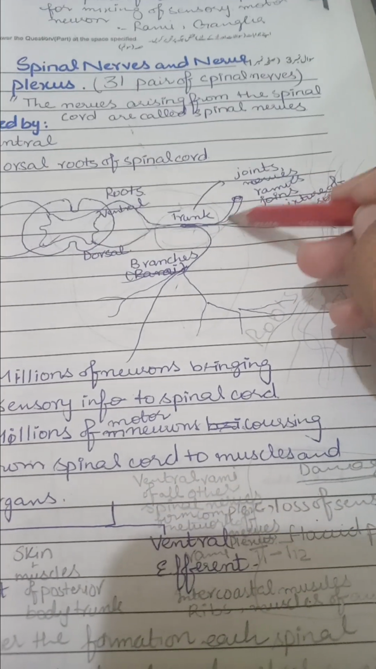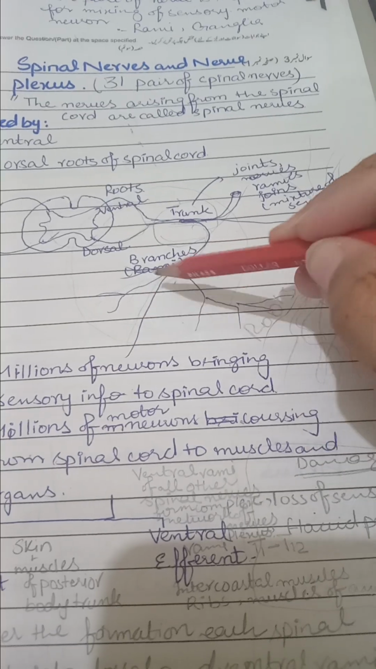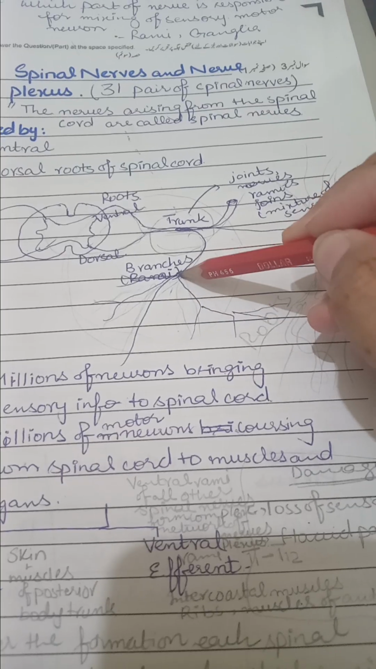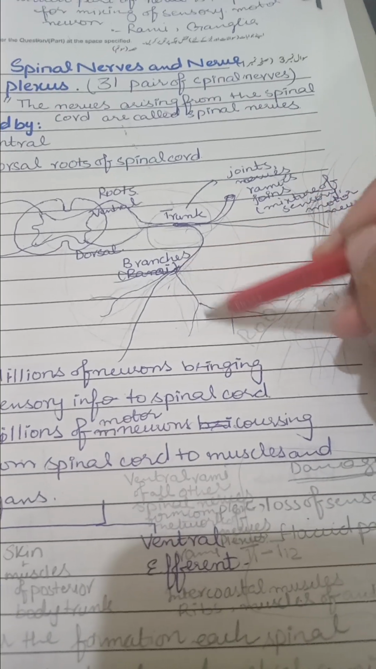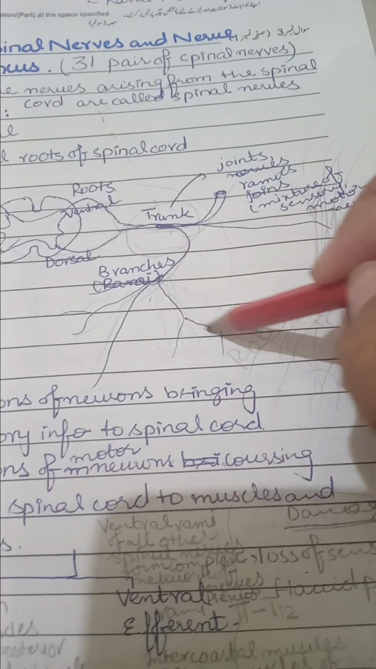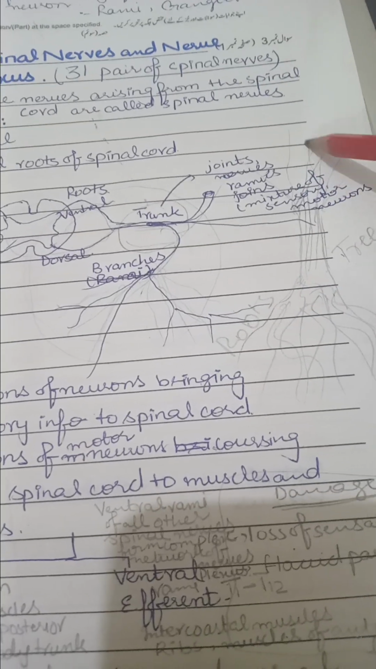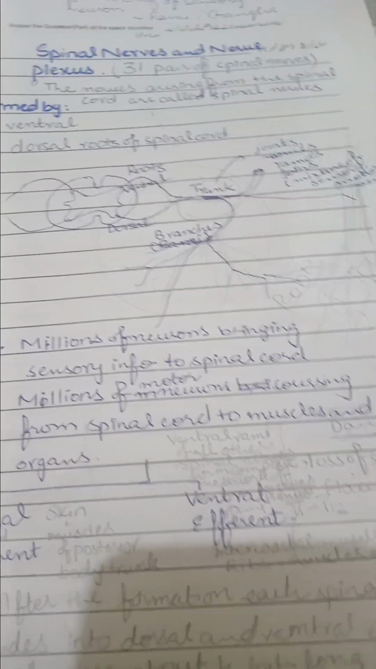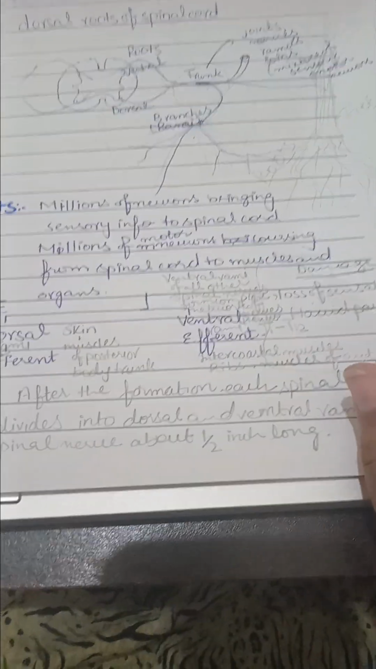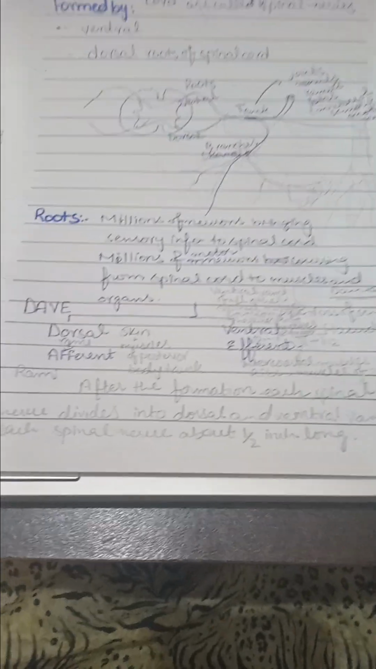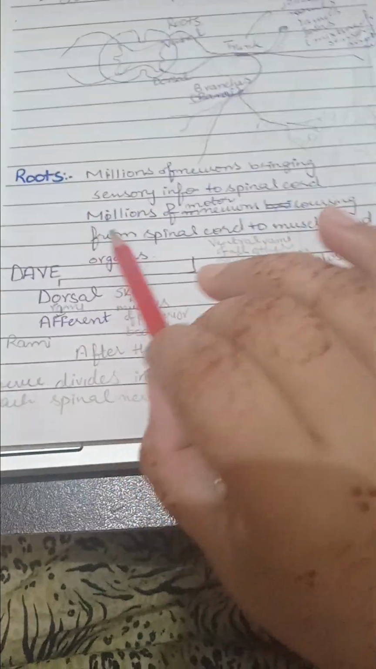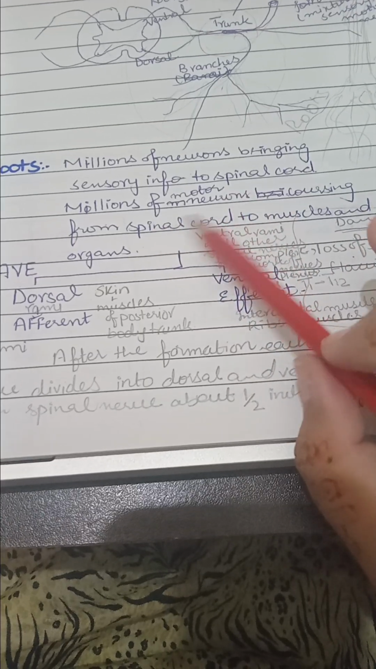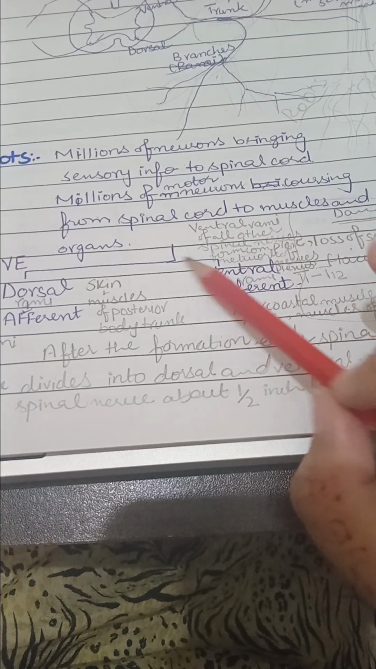Now further the trunk is dividing into rami, which are the shorter spinal nerves, increasing the length of the spinal nerves by half an inch, which will be considered as the branches of the tree. So in this way it is helpful to understand the structure of the spinal nerve. So I have written that millions of neurons bringing sensory information to the spinal cord and millions of motor neurons coursing from the spinal cord to the muscles and glands.